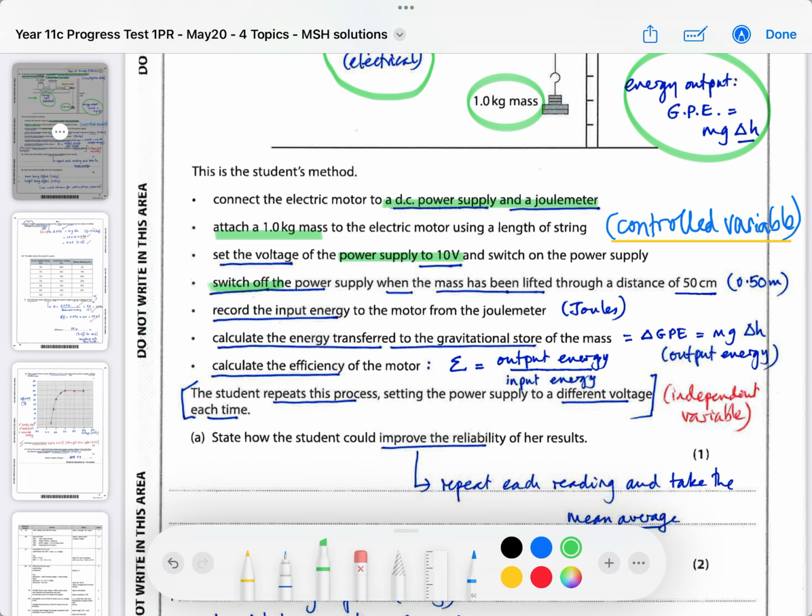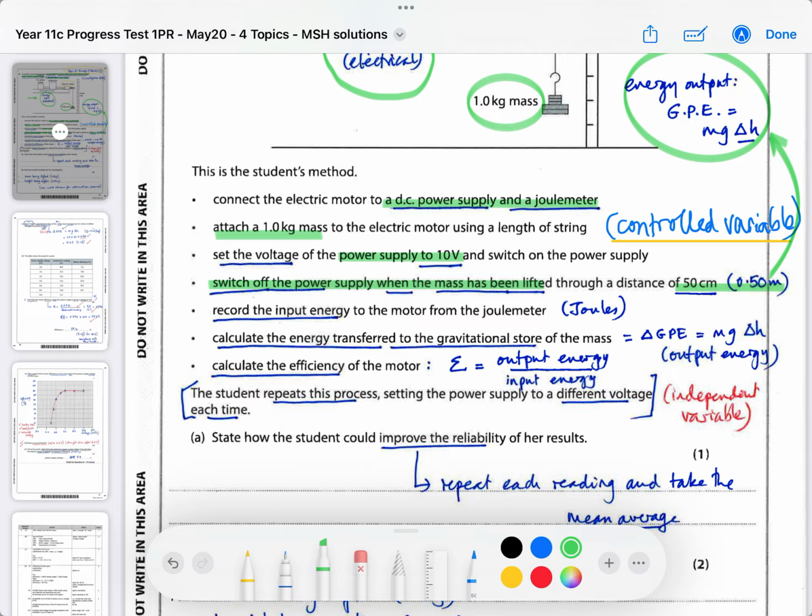And then they switch off the power supply when the mass has been lifted through 50 centimeters, which you've got to change to meters, because when you're doing your calculation, you want to make sure that when you put it into the potential energy equation, you put the height change in meters, not in centimeters. If you put in centimeters, you get the wrong answer, which some of my students got wrong because they didn't change the units. So you've got to use the SI units, the International System of Units.